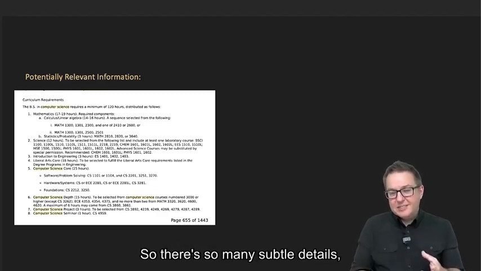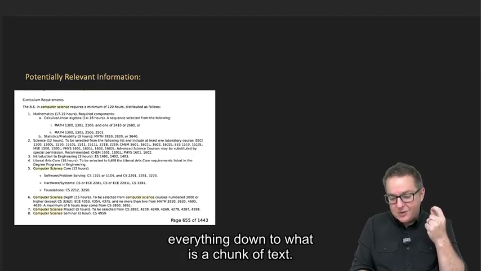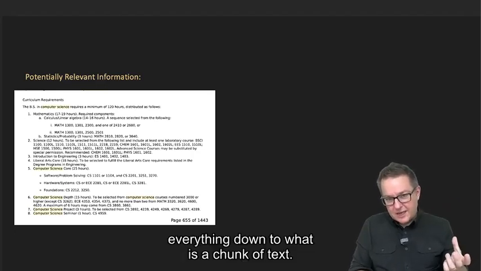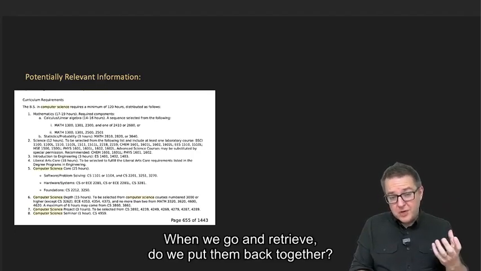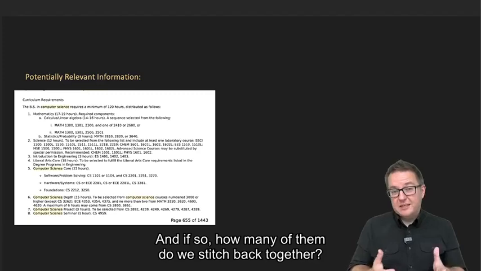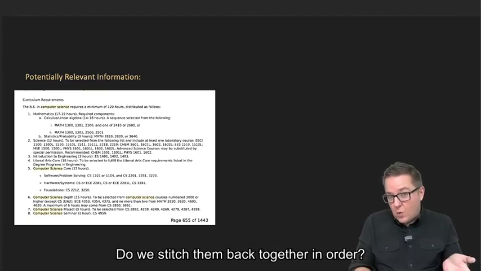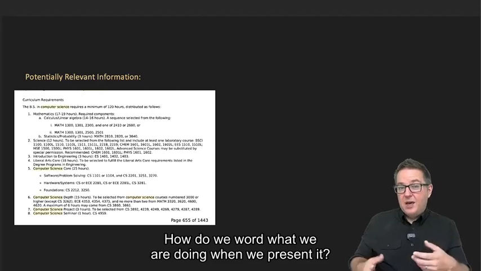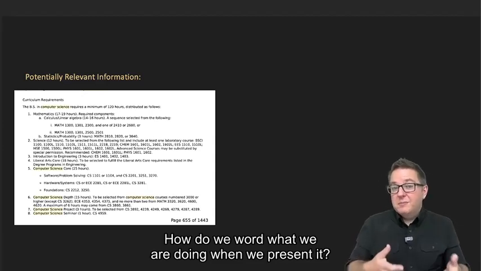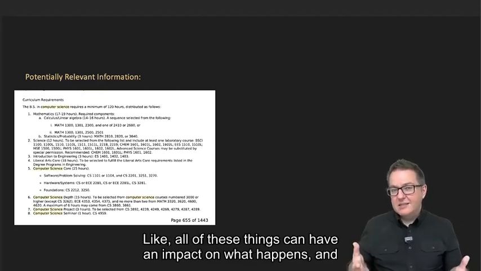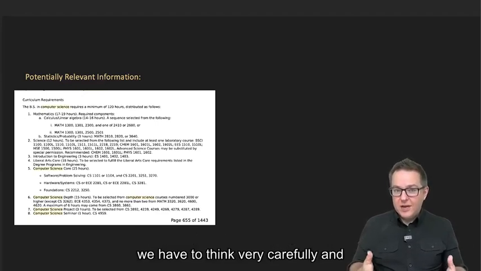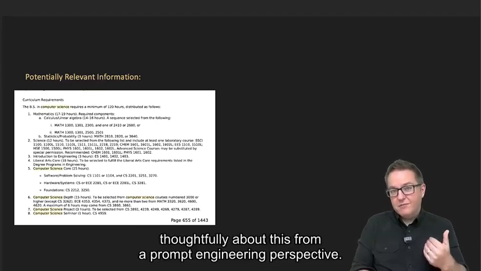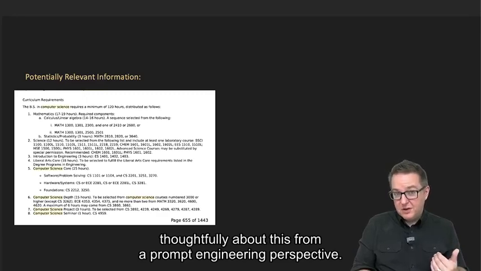So there are so many subtle details, everything down to, what is a chunk of text? When we go and retrieve, do we put them back together? And if so, how many of them do we stitch back together? Do we stitch them back together in order? Do we reorder the chunks of text after they've been stitched together in some way? How do we word what we are doing when we present it? All of these things can have an impact on what happens. And we have to think very carefully and thoughtfully about this from a prompt engineering perspective.